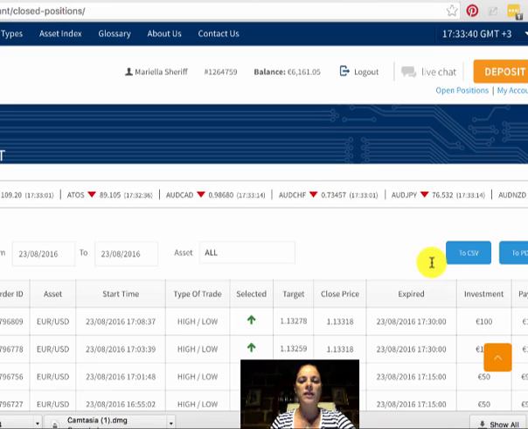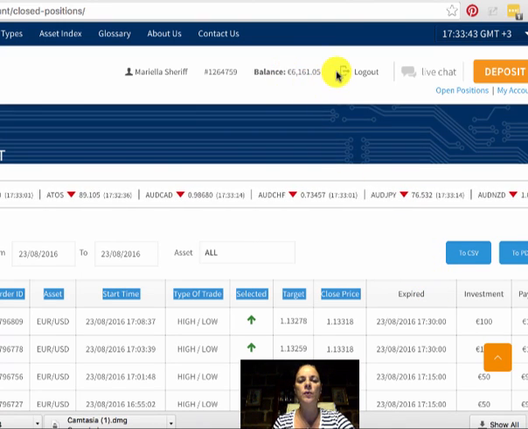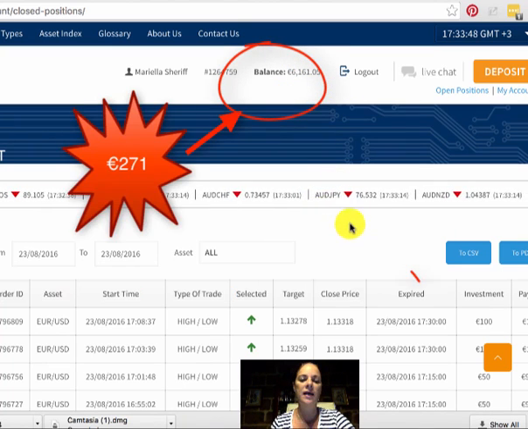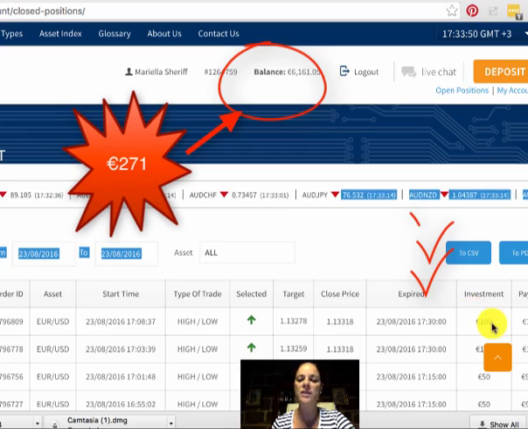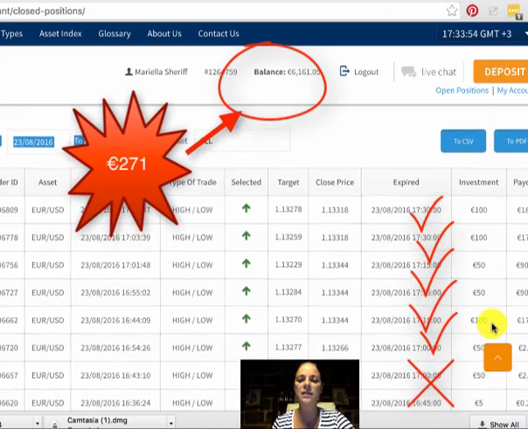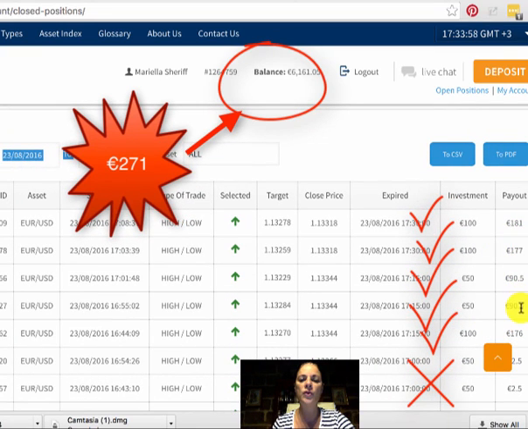So here we are looking at our trading history for the past couple of trades. We are now enjoying a balance of 6161, which is substantially higher than when we started, but I wasn't counting. I will make the calculation, but let's have a look at our trades. We had 1, 2, 3, 4, 5, 6, 7 trades.